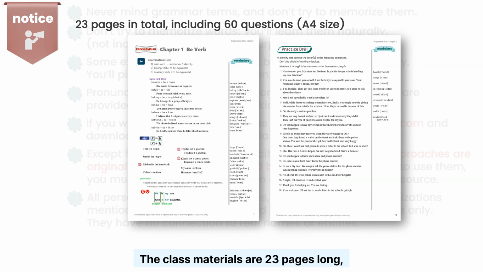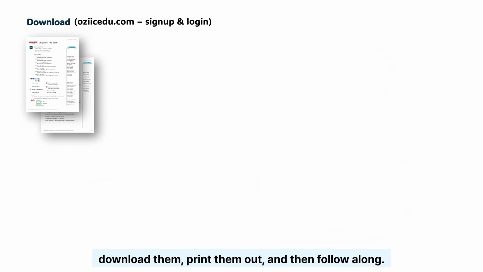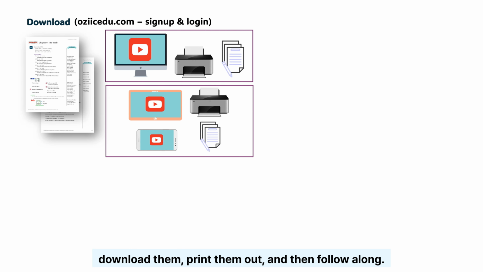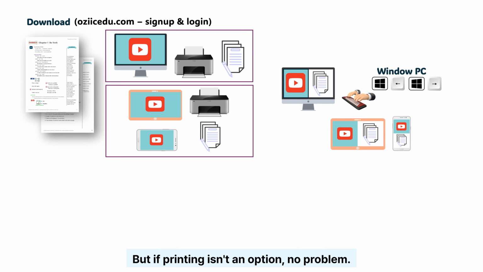The class materials are 23 pages long, including practice exercises formatted for A4 paper. You can register on the website, download them, print them out, and then follow along. The content is really packed. But if printing isn't an option, no problem. You can simply split your screen while watching. Using a digital pen works too.